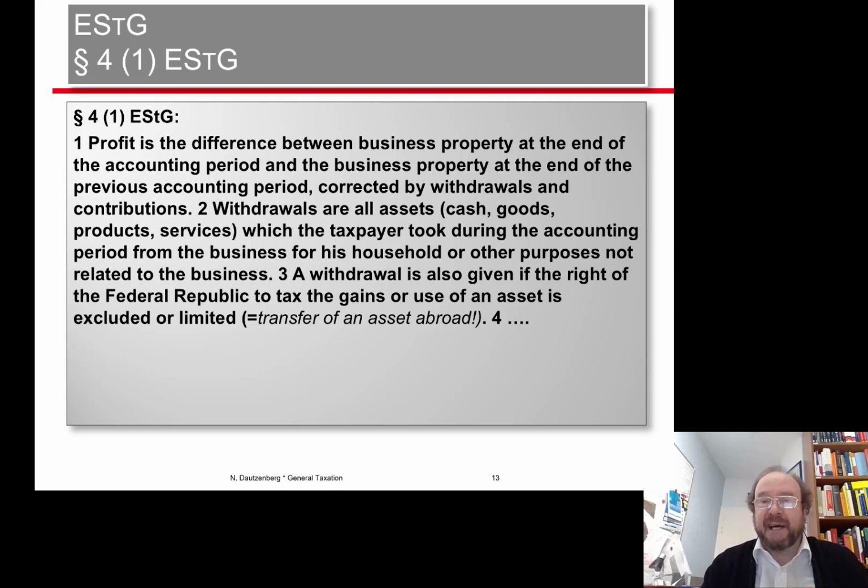That is a nice, complicated expression for if an asset or something else is moved out from the taxable part of your business to an area or to a part of your business where in the future these assets or things are no longer taxable, then this is a fictitious withdrawal.